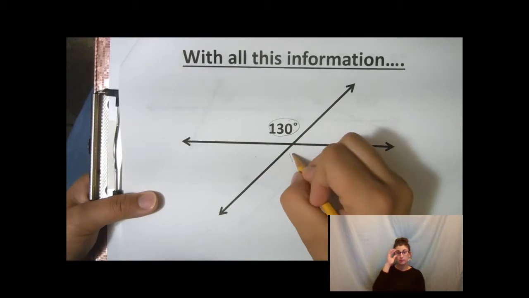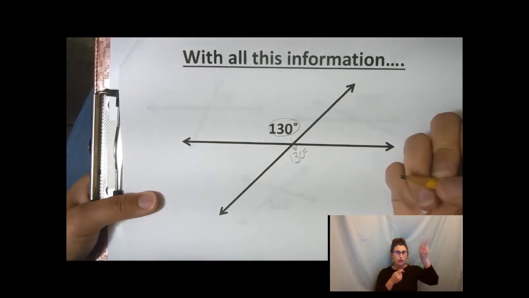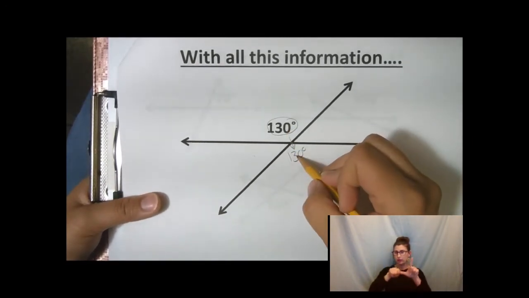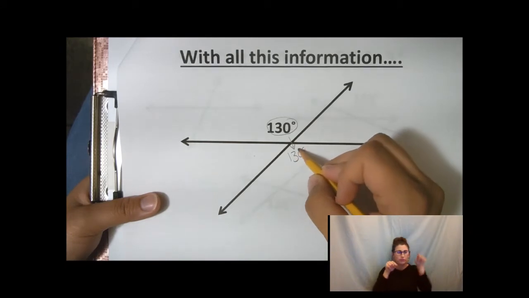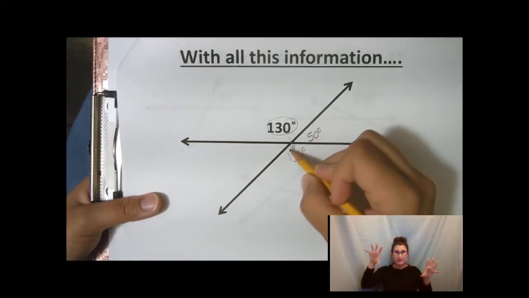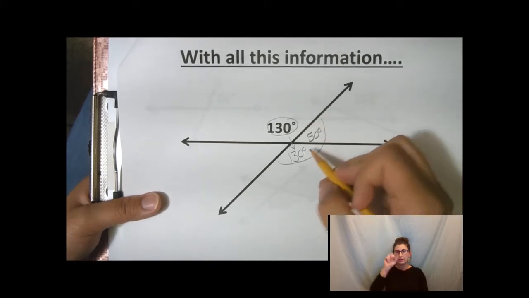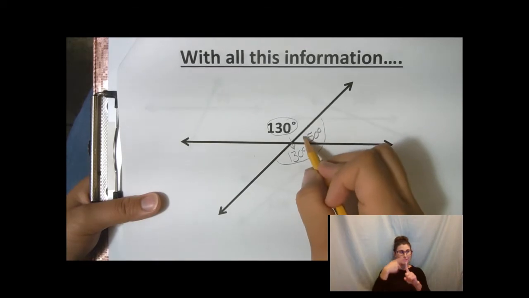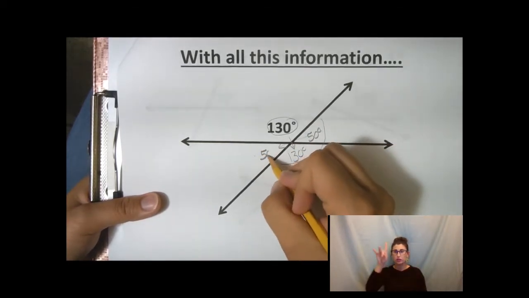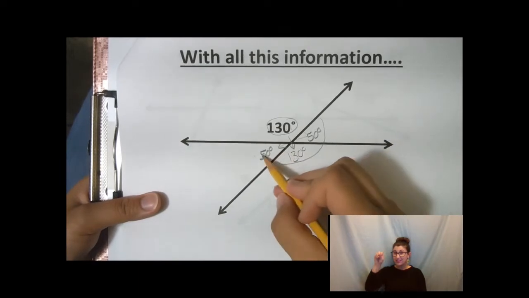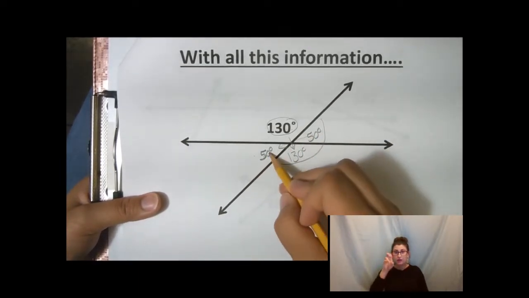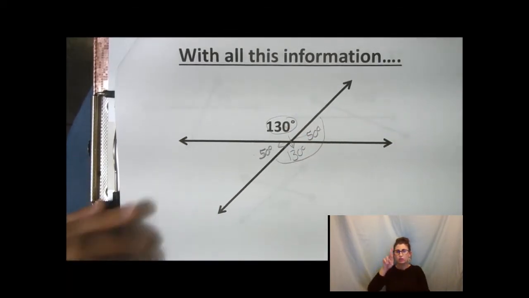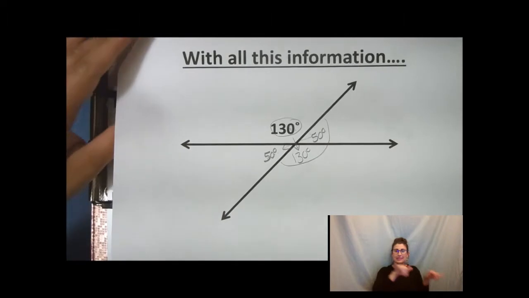Okay, hopefully you said that this was 130 because of vertical angles. Try to use those vocabulary words so that you remember. All right, if this is 130 because of vertical angles, I can say that this one is 50 because of supplementary angles, because 130 plus 50 equals 180. And if this is 50 degrees, the one across from it, because of vertical angles, is also 50. Vertical angles are congruent. They're the same measurement. Vertical angles, congruent, same measurement. All right, let's keep going.